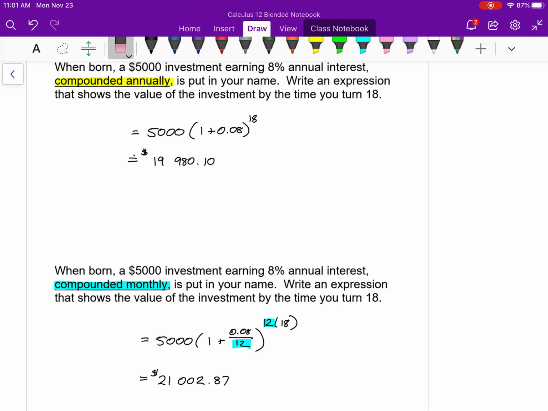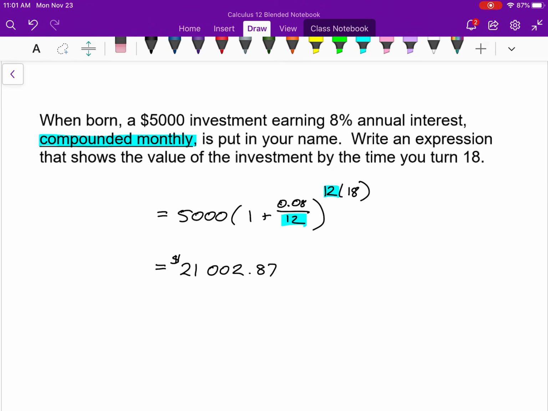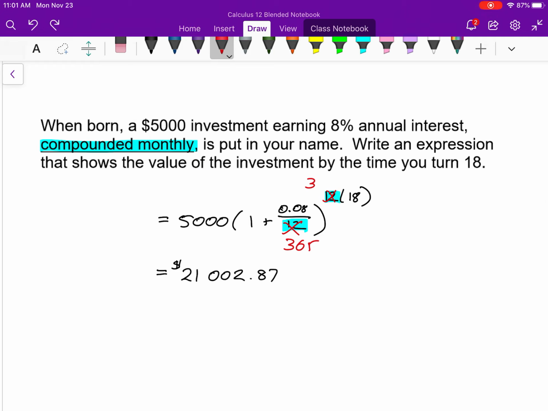And so the idea then is if I can figure out how to compound it monthly, I could compound it daily. If I was compounding it daily, this 12 would be 365 because every day you get 1/365th of 8%. But it happens 365 times a year, ignoring leap years. And I could make any sort of compounding periods.